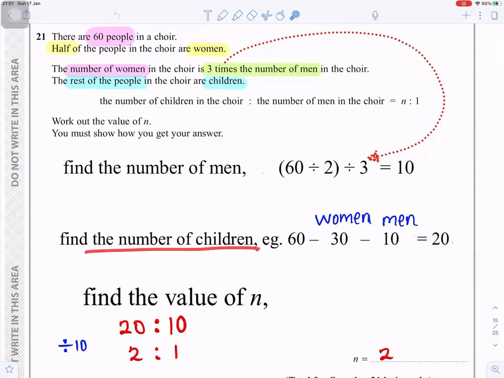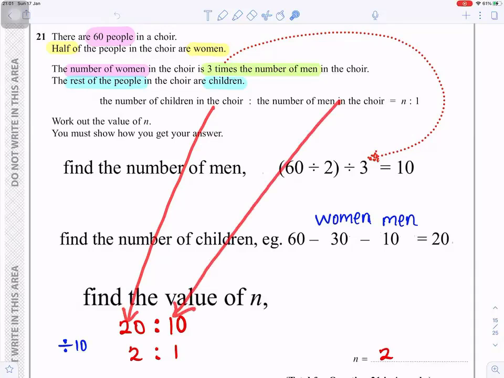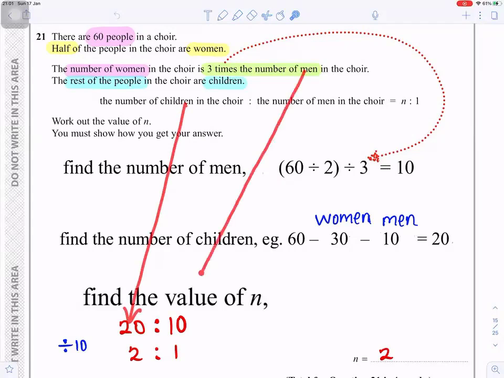Find the number of children. 60 is total, minus the number of women, minus the number of men. It gives you 20. So there are 20 children. So the next thing, the number of children is 20, and the number of men is 10. So it's 20 is to 10. So you divide by 10. 20 divided by 10 is 2. 10 divided by 10 is 1. So n is equal to 2. It is 2 is to 1.